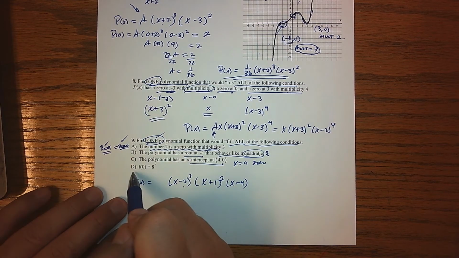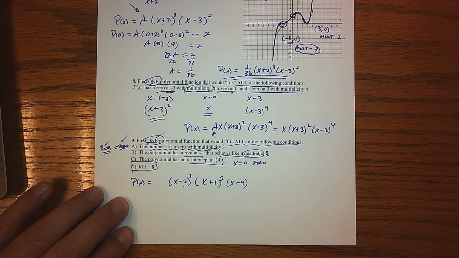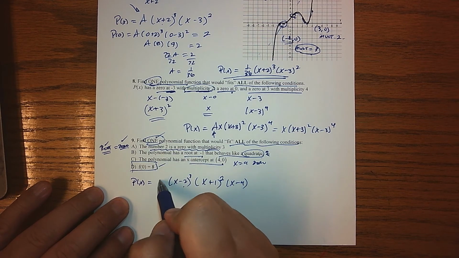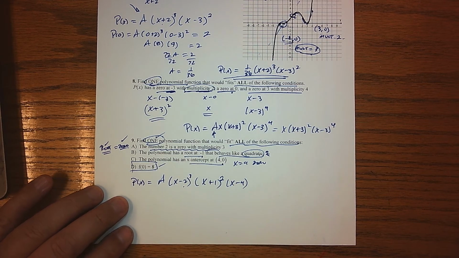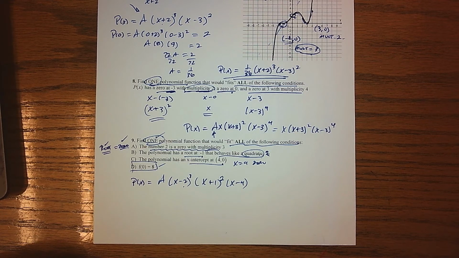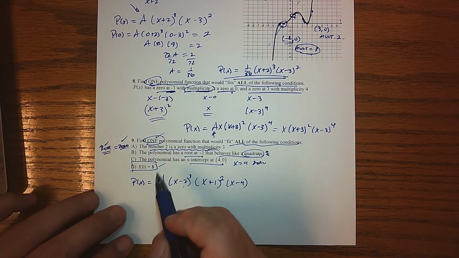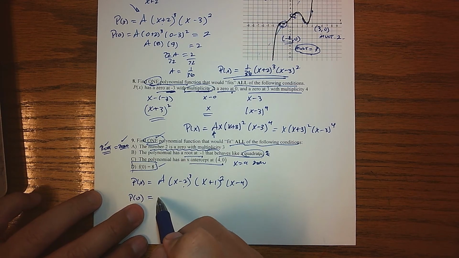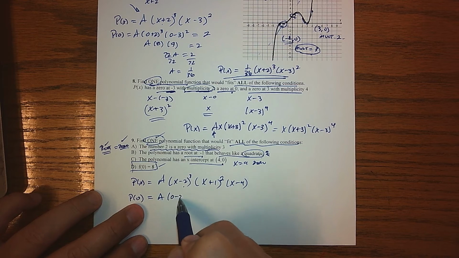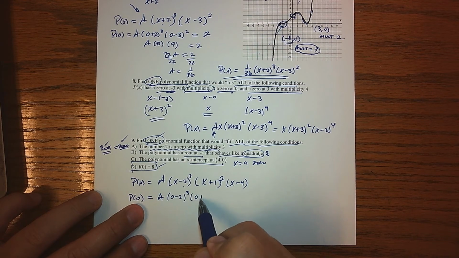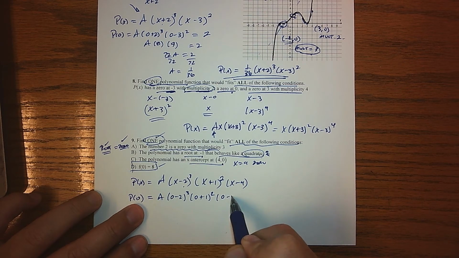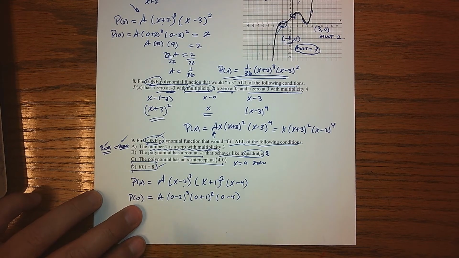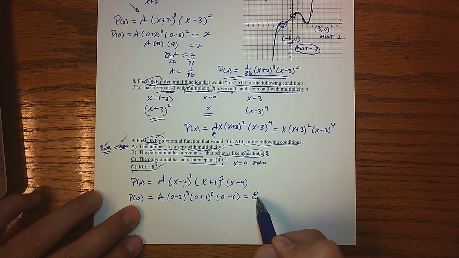And then last but not least, they're telling us that f of 0 is equal to 8. Well, that's good to know because that's enough information to find out that lead coefficient. All right, so is it positive or is it negative? We'll find out. And so putting in 0 into the function, what we get is a 0 minus 2 cubed, 0 plus 1 squared, and 0 minus 4. So, and this is all supposed to equal 8.